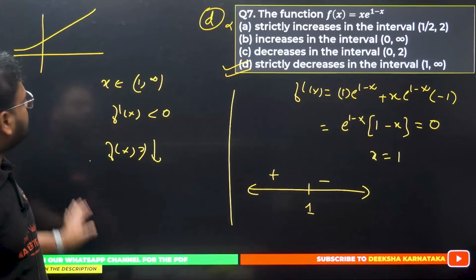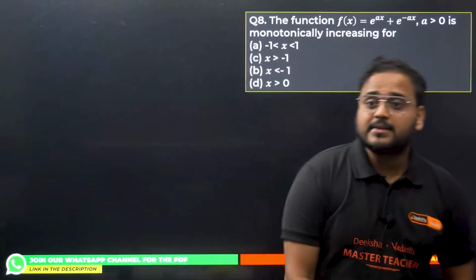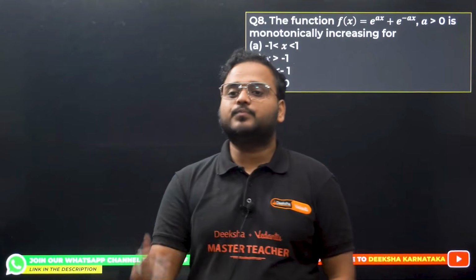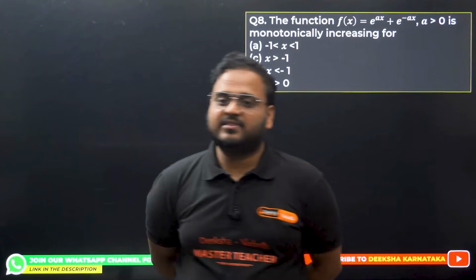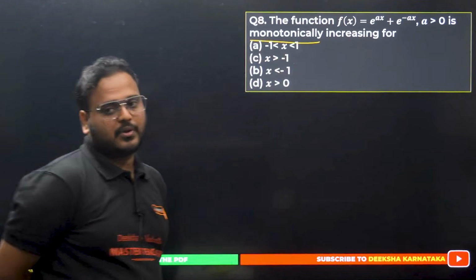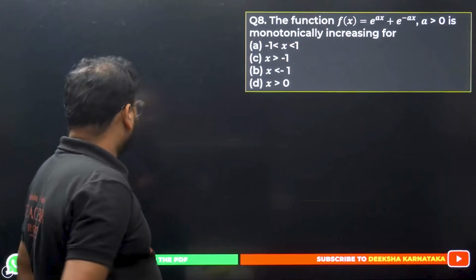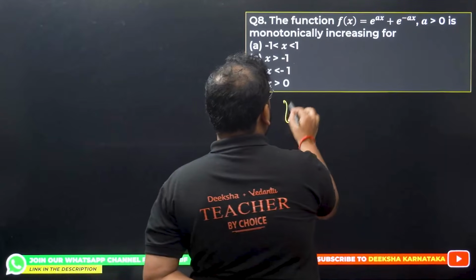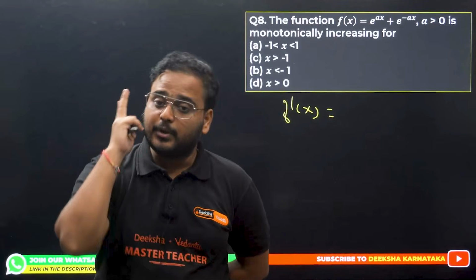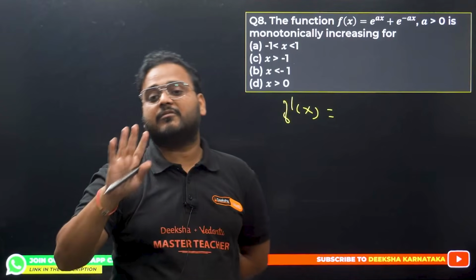Question number 8 now. The function f(x) equals e power ax plus e power minus ax, where a is greater than 0, meaning a is a positive value, is monotonically increasing in nature. We have to look for the interval of x. Let us solve this now. Steps remain the same. The question changes, our approach remains the same. Step 1, find the derivative. Step 2, find critical points using derivative equal to 0. Step 3, number line using wavy curve. Step 4, figure out the interval.